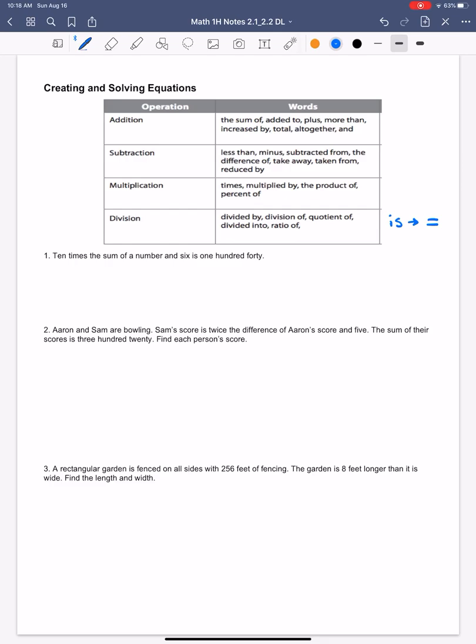So first I'm going to look at this, the sum of a number and 6. I don't know that number, so I'm going to call it n plus 6, because that's the sum of a number and 6. But it's not just n plus 6, right? It's 10 times that. So I'm going to multiply this whole thing by 10. And then that's my equal sign, 140.